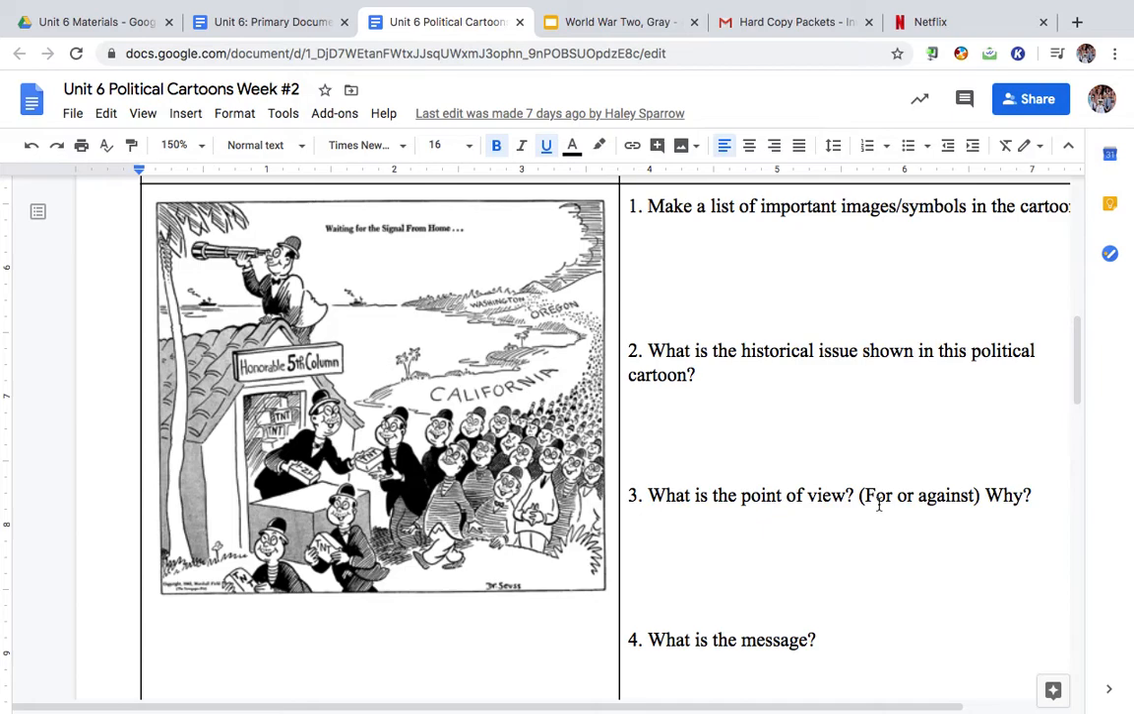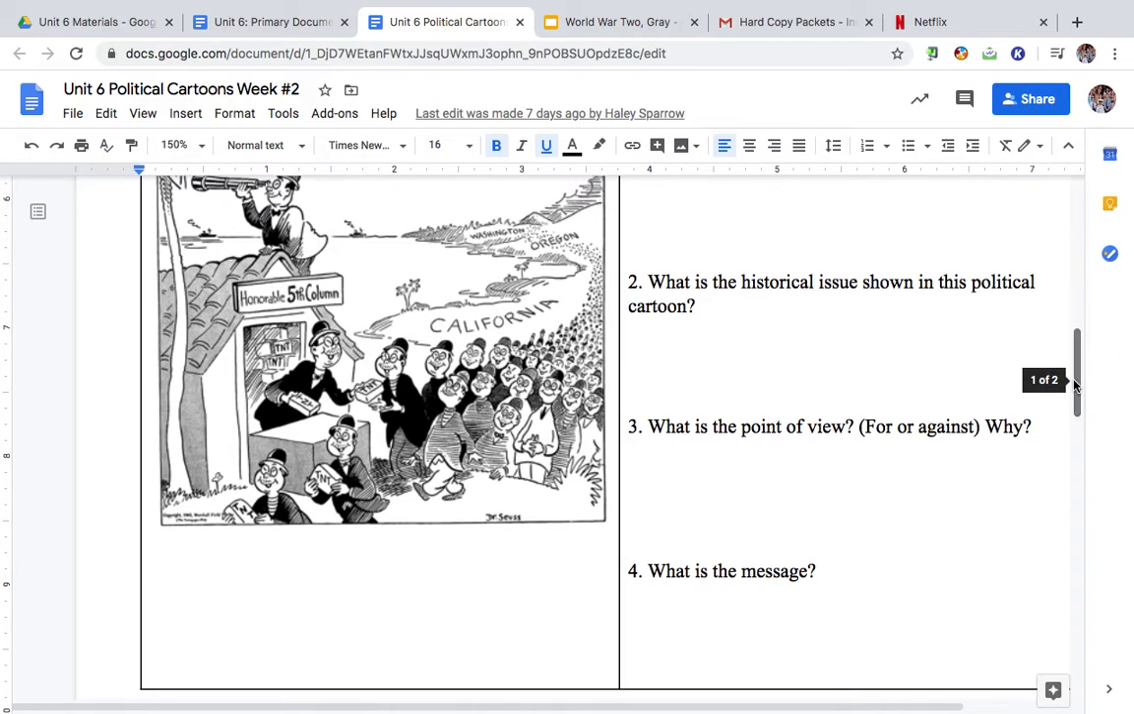Everybody's answer is probably not going to be exactly the same, and that's okay. Is it for that issue or against the issue? And then again, I've kind of already done it for you. Put it into a sentence. What's going on in this cartoon?